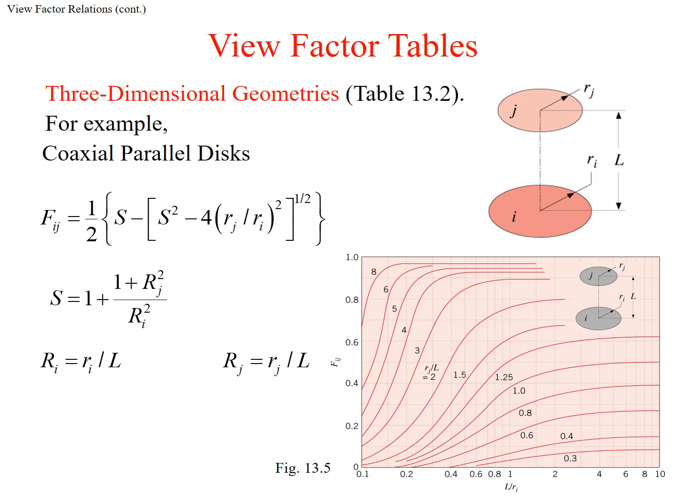For three-dimensional geometries, you also have tables, table 13.2. Again, another example is given here. This is not the only table that you have. You have to go to your textbook to see all the different cases for view factors. So one is given here, for example, surface I and J, based on the spacing of these two, L, and some other information, for example the radius of I and J. You will be able to calculate some other parameters like the R values and the S values that go into your relations, and you'll be able to calculate your Fij based on the figure here, or based on a relation that's given to you.